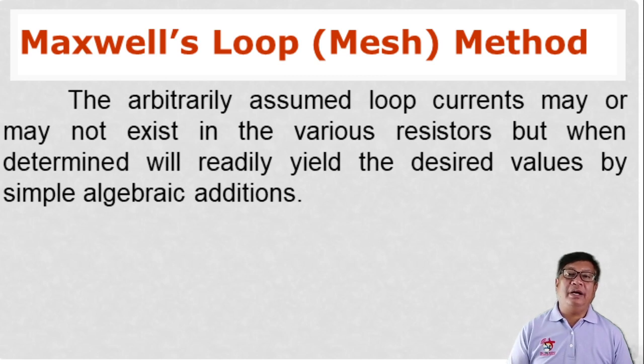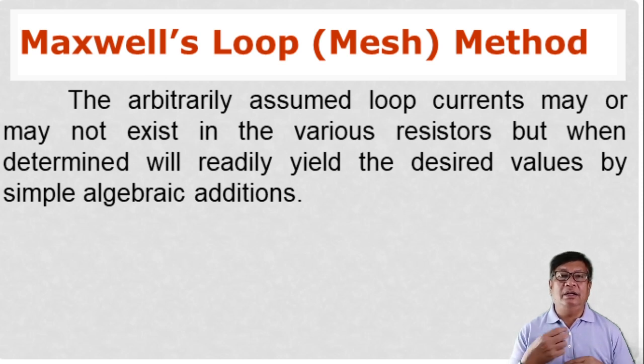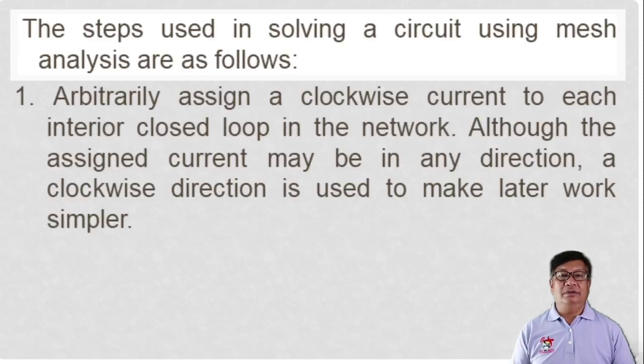The arbitrarily assumed loop currents. As we mentioned, we have these independent loop currents, and they arbitrarily exist. They may or may not exist in the various resistors, but when determined will readily yield the desired values by simple algebraic additions. When we say algebraic addition, it has to do with positive and negative algebraic solution.